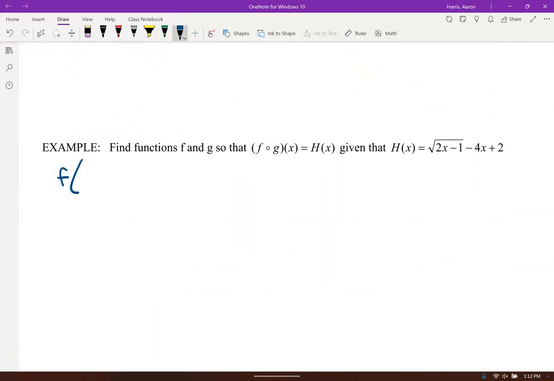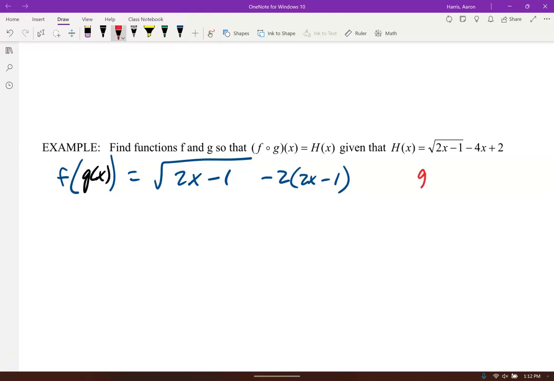What's f of g of x? Square root 2x minus 1, and look at this, minus 4x plus 2. Maybe it'd be easier if I took out a minus 2. Look what I have here. See how that's still negative 4x plus 2? So what I'm seeing is, I see those 2x minus 1s. That's what I'm going to make.